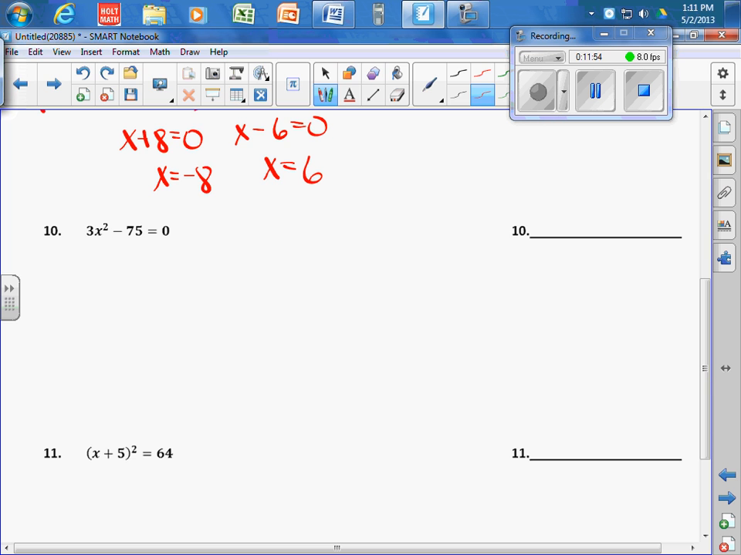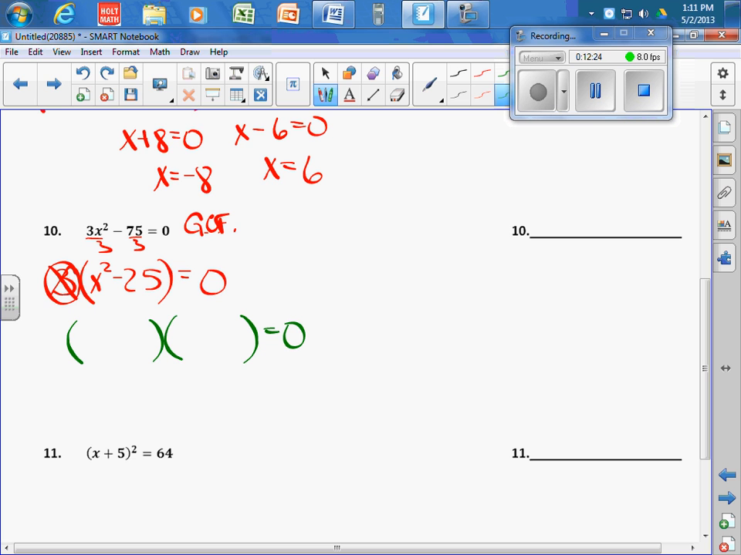Number 10, I'm going to try to factor this. What's the greatest common factor? 3. So factor it out. Not 2 parentheses, only 1. We need 2 terms inside the parentheses. When you divide out the 3, you get x squared minus 25. Again, what do we do with the 3? Yep, we can toss that. Now, x squared minus 25 is a difference of 2 squares.